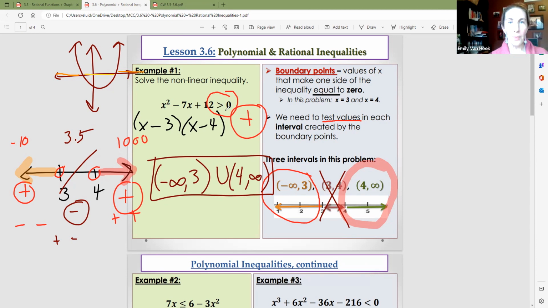A lot of the time, you'll find that the intervals alternate: this one works, this one doesn't, this one works, this one doesn't. There are some exceptions, but usually they will alternate. Your final answer might be just one interval, or more than one. If there's more than one, use the union symbol. If there's an equal sign, use square brackets. If there's no equal sign, use parentheses. Okay, so that's the main idea.